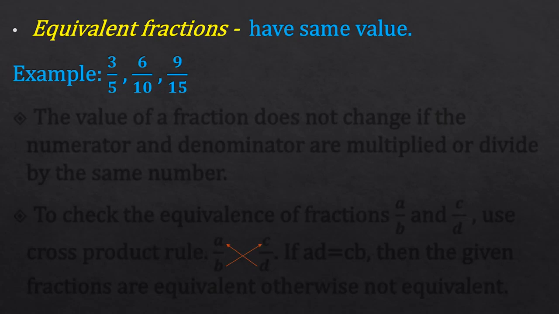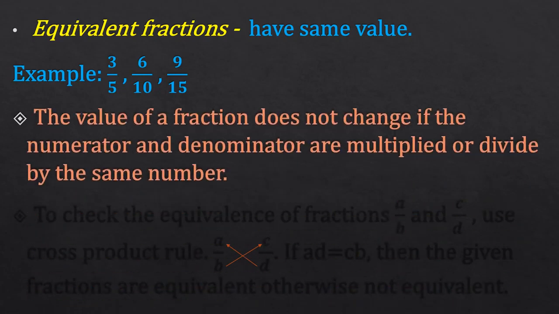But now say 6 upon 10. When we reduce it to simplest form, we will cancel it by 2. So 2 3s are 6 and 2 5s are 10. So when we reduce it to simplest form, we get 3 upon 5. Same is with 9 upon 15. When we reduce 9 upon 15 to simplest form, we get 3 upon 5. So the value of all these three fractions is 3 upon 5. So we can say that these are equivalent fractions.